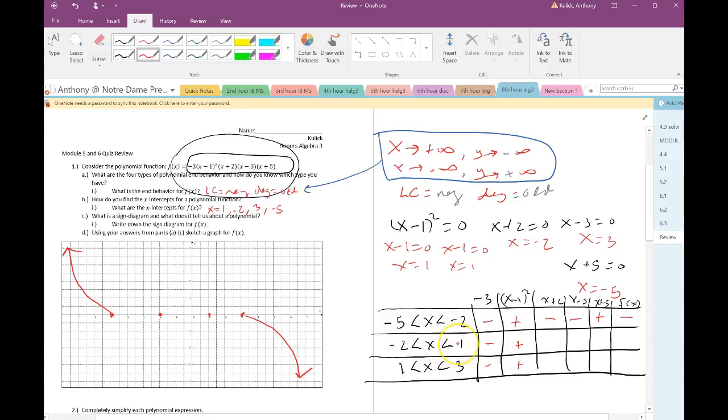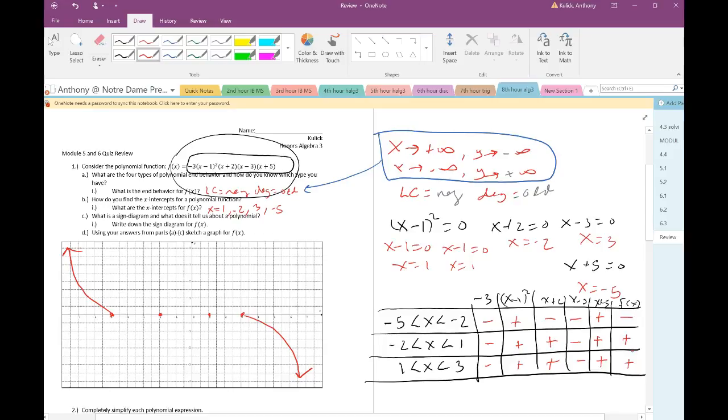From -2 to 1, I'll pick a test value. Maybe that test value is 0. 0 plus 2 is positive. 0 minus 3 is negative. 0 plus 5 is positive. We have 2 negatives, so that's positive. And then our last interval is from 1 to 3. I'll pick a test value there. Let's say 2. 2 plus 2 is positive. 2 minus 3 is negative. 2 plus 5 is positive. So here we have 2 negatives. So again, we have a positive.